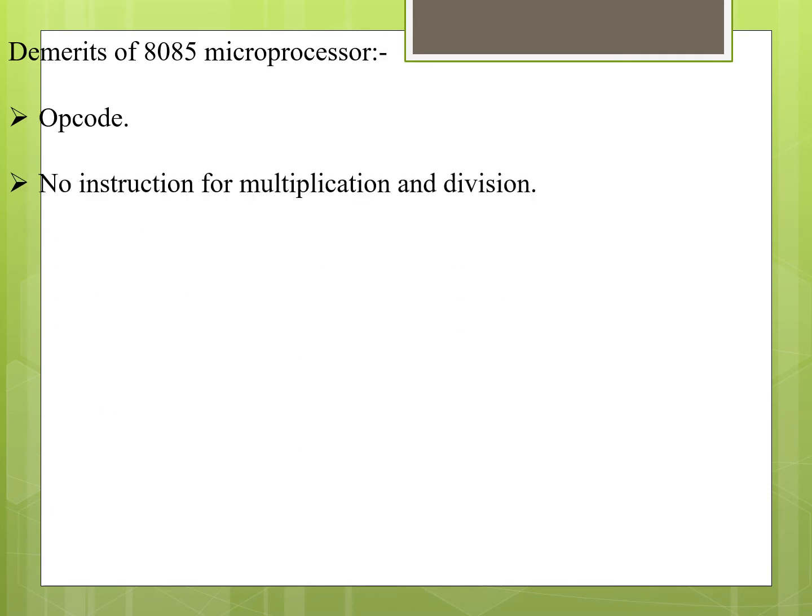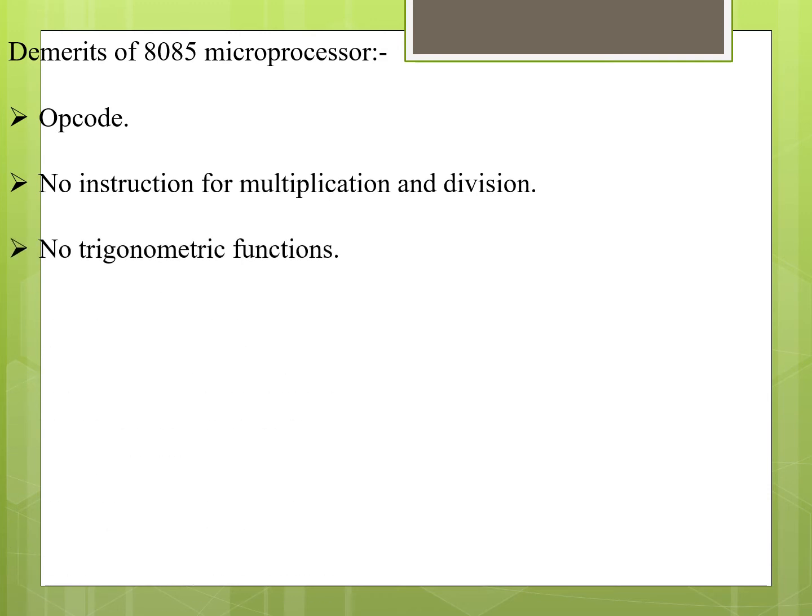So all this becomes the disadvantages. No instruction for multiplication and division. As we know, we consider repeated addition as multiplication and repeated subtraction as division. If I had a clear-cut instruction, the size of the program might have been reduced. But since we do repeated addition, the program becomes a little lengthy.